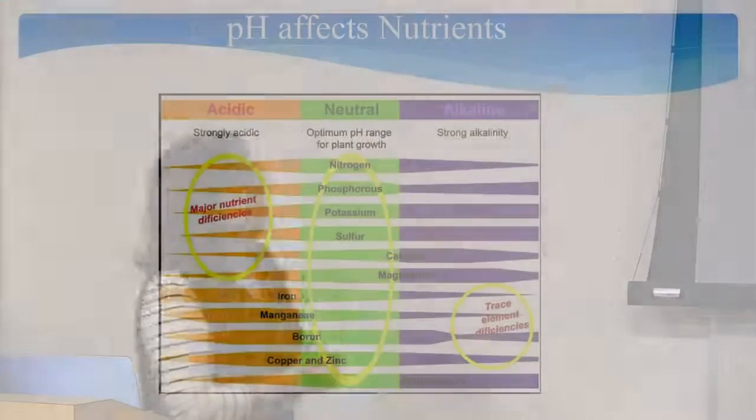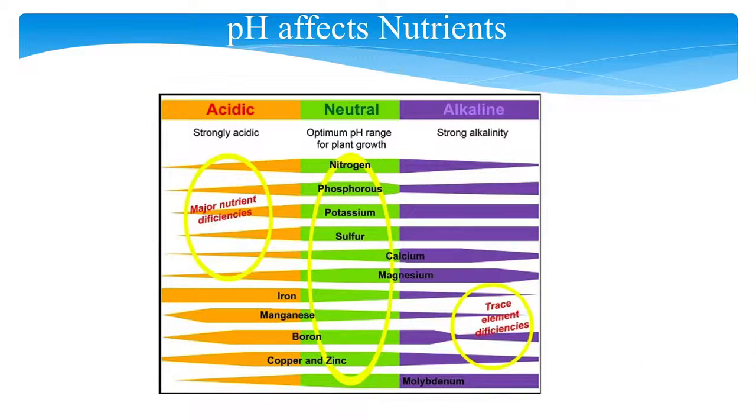So you probably saw a chart like this in your book that shows you these different bands of nutrients and where they are mostly available.